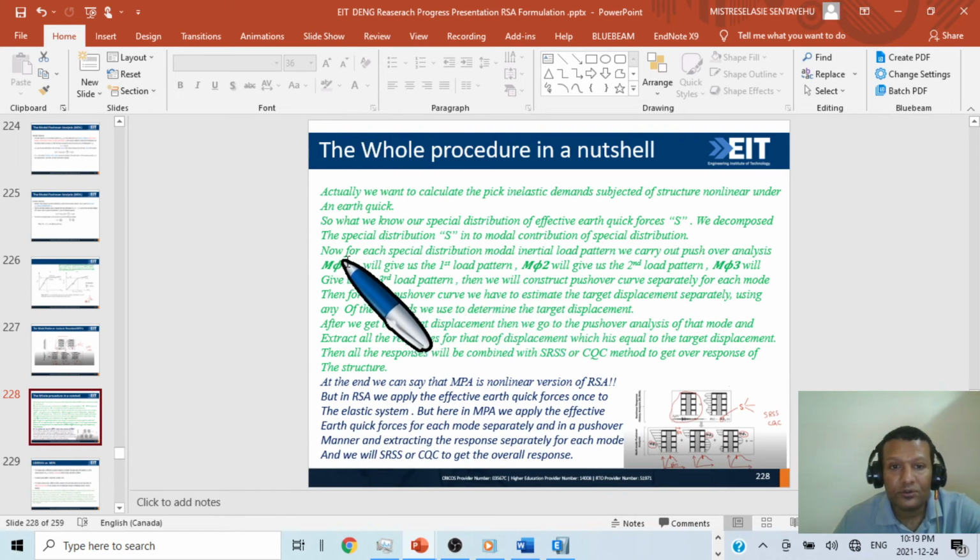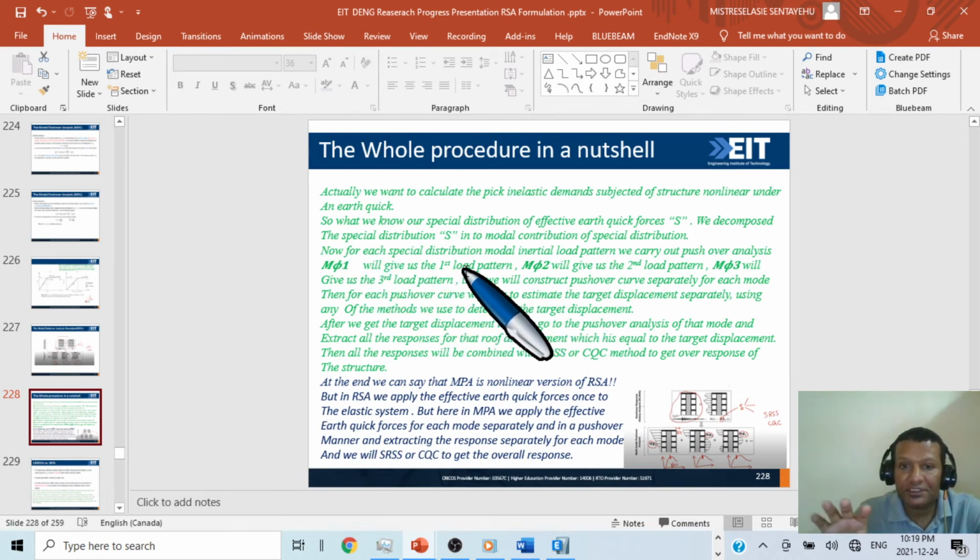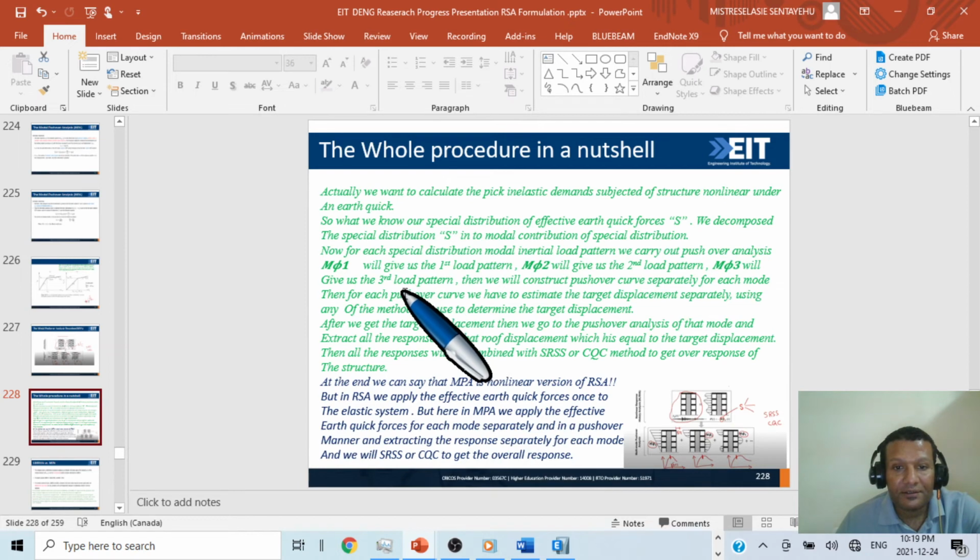So for each spatial distribution, we do a pushover analysis, which gives us three load patterns. Then we construct a pushover curve separately for each mode. We can say that MPA is the nonlinear version of response spectrum analysis.